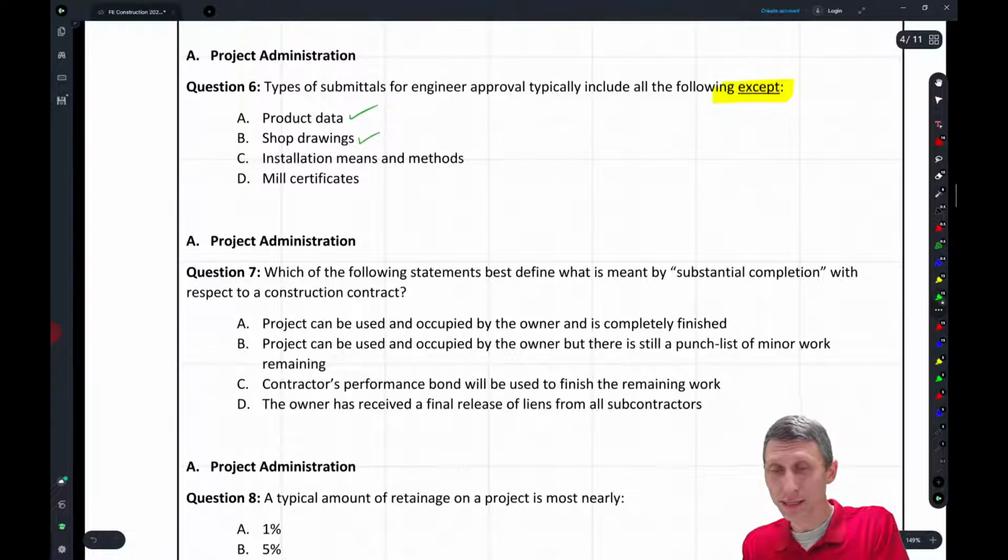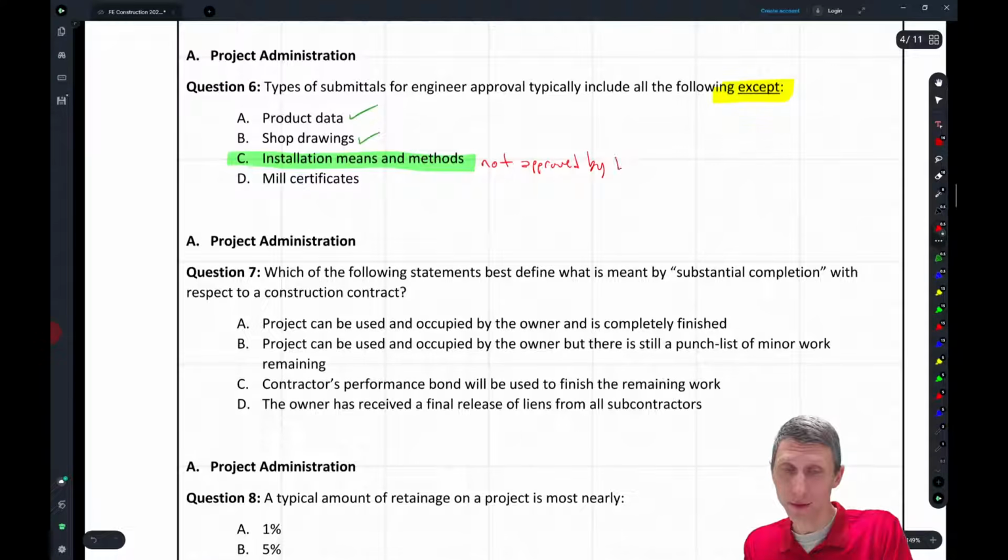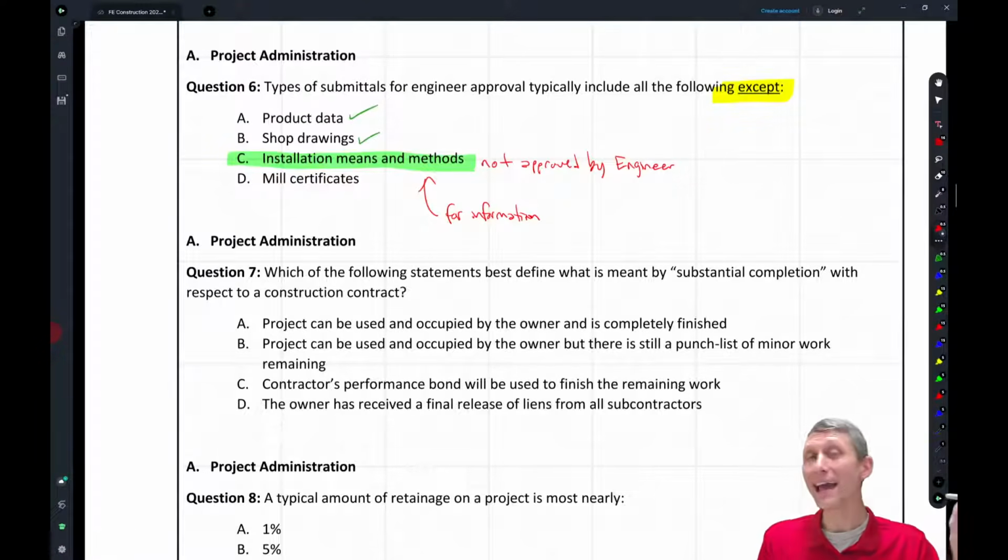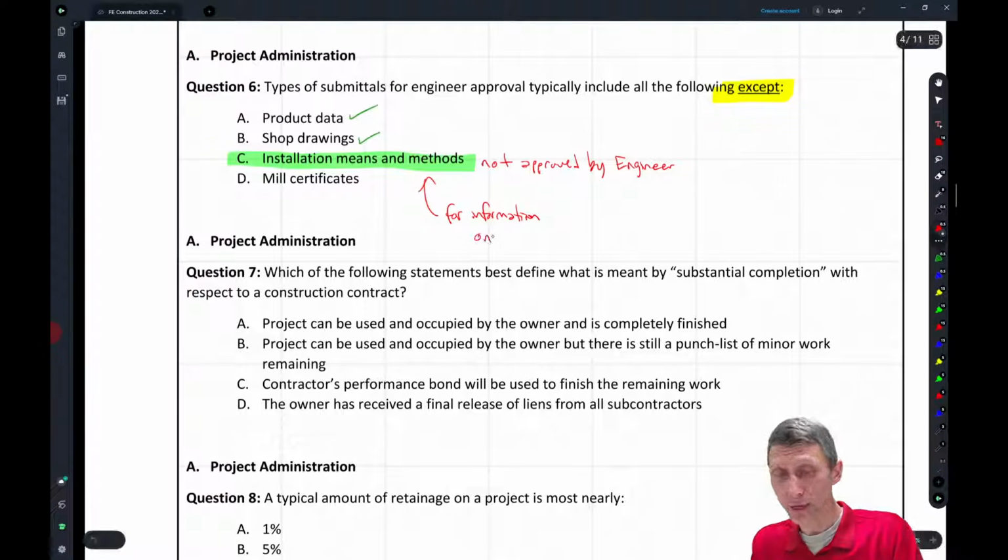Installation means and methods. This is the except, right? So this is something that is not approved typically by the engineer. They might submit these for information only, but the engineer does not want to take on the responsibility or the liability of installation means and methods. That is for the contractor, right? So these might be submitted for information only.